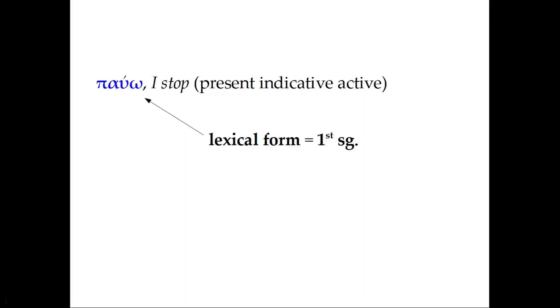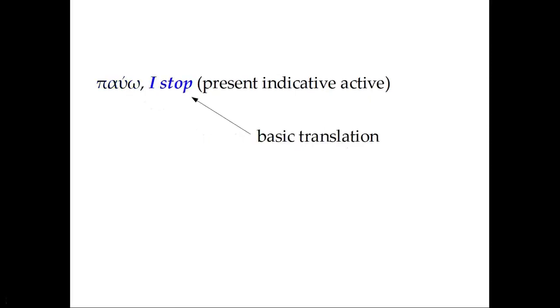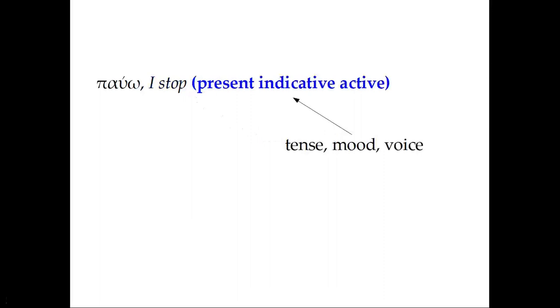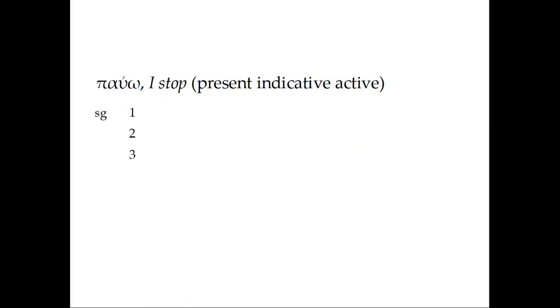We're going to see the lexical form, not the dictionary form, because in Greek we don't use dictionaries, we use lexicons or lexica. And the lexical form happens to be the first person singular form of the verb, the I form. This is a basic translation of that word there, pauō, I stop. And tense, mood, and voice, again, we're going to see this verb have different forms in other tenses, moods, and voices, and combinations of those. But let's look at the singular forms, first, second, third persons, of the verb pauō, I stop, in the present indicative active.